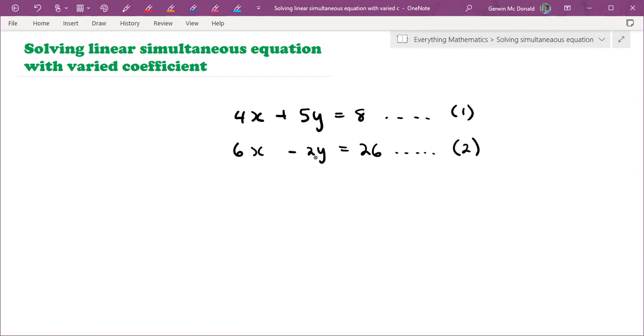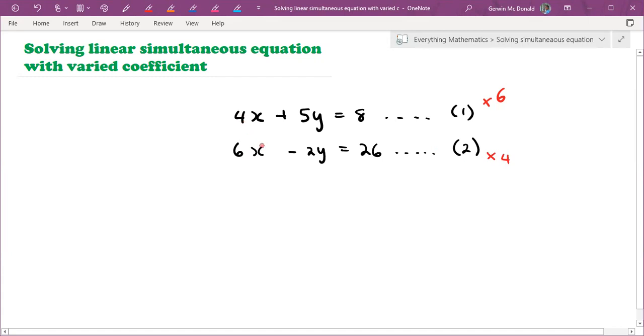So which one should I take? Let's do the y. No, let's do the x. It doesn't matter really. In this case here, the x is 4 and the x below here is 6. But I want them to be the same. So the easiest way to go through this is to multiply the entire equation 1 by 6, and you multiply the entire equation 2 by, guess what? 4. So you multiply by the opposite of each other.